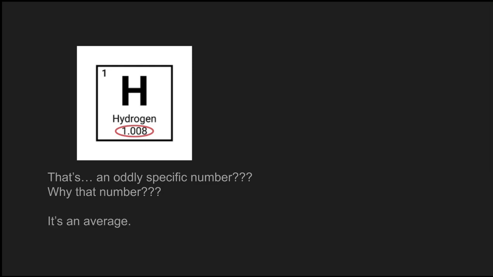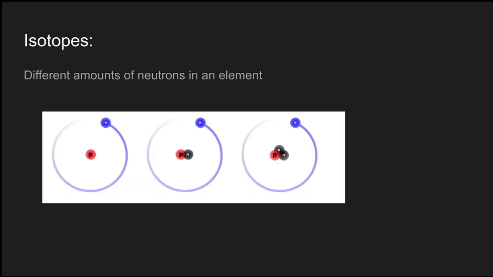Well, the 1.008 is just an average of everything, and it's because of isotopes. Isotopes are different amounts of neutrons in an element that results in a different atomic mass. So for example, hydrogen has 3 isotopes. Usually they're marked by their atomic symbol, followed by a dash, and then the atomic mass, which is just the number of protons and the number of neutrons added together.